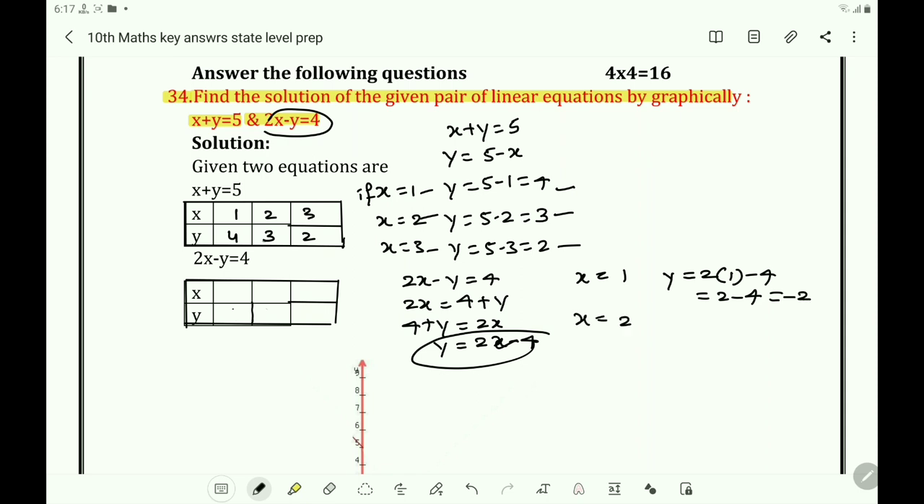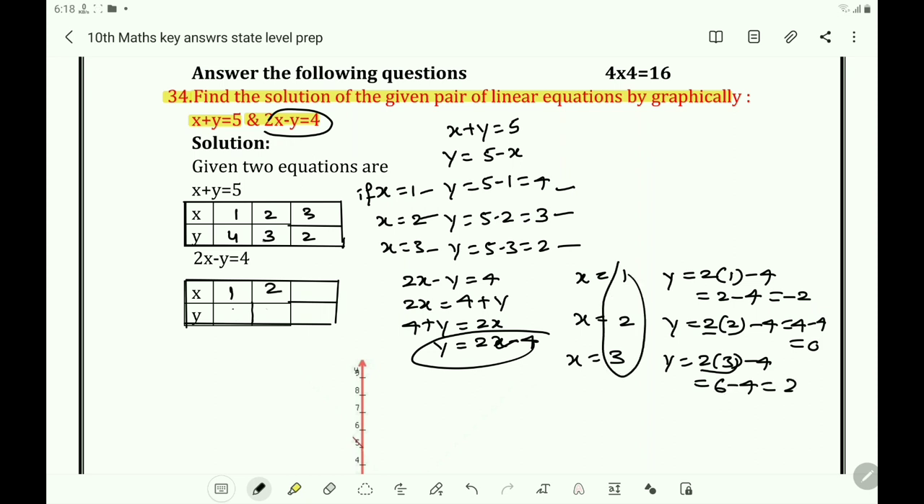Then x equals 2, y equals 2 into 2 minus 4. 2 2s are 4, 4 minus 4 equals 0. When x equals 3, y equals 2 into 3 minus 4, which is 6 minus 4 equals 2. So you got 3 values of x here, and minus 2, 0 and 2 are the corresponding values of y.